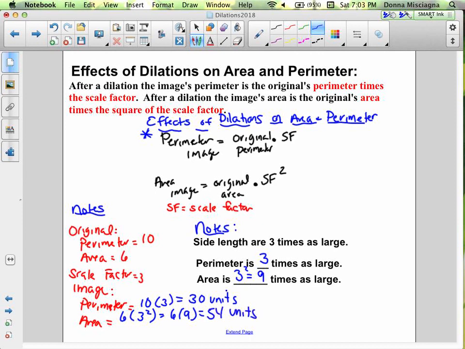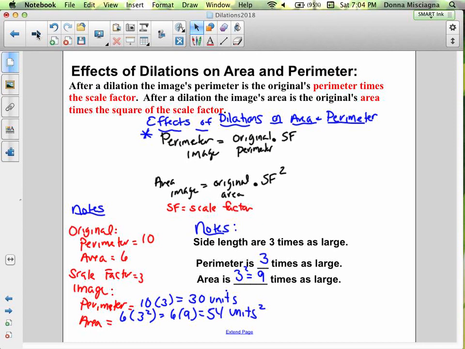Right? So you don't even have to know units squared, you don't even have to know what the figure even looks like to be able to find the area and the perimeter of the image, so long as you know the scale factor, or even go the other way. Right? If you knew the perimeter of the image was 30 and your scale factor was 3, you would just divide 30 by 3 and that would give you 10. Right? So we're going to do some on a coordinate plane. We're also going to get to practice a little bit of dilating around the origin as well.